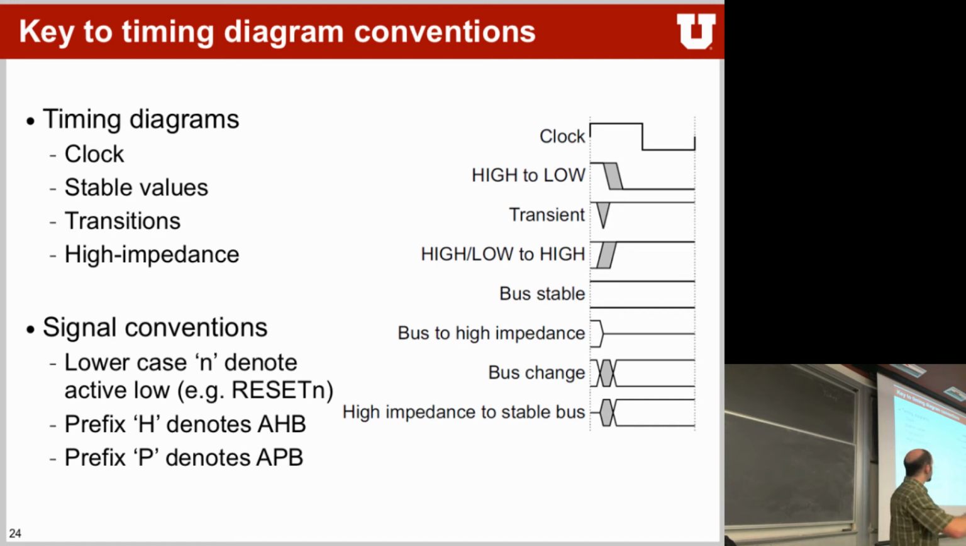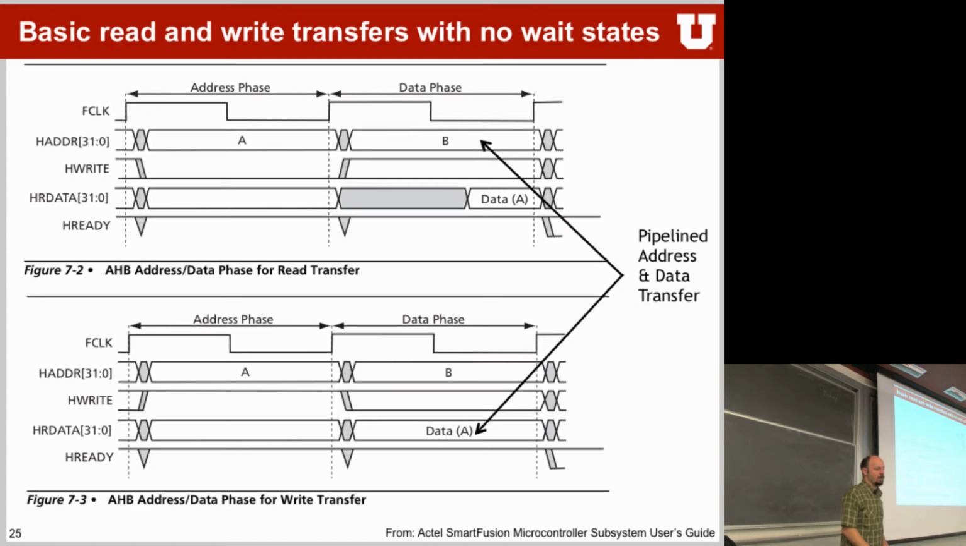We have the bus changes itself, so if it's a multi-bit bus, you have something like this, and then there's a new value sitting on the bus. And if it transitions from high impedance to a stable bus, you have this particular symbol here. This is important because now we will look at a lot of these. These are bus diagrams. And in this case, it's the AHB read transfer and the AHB write transfer without wait states.